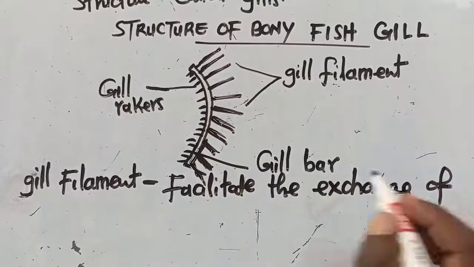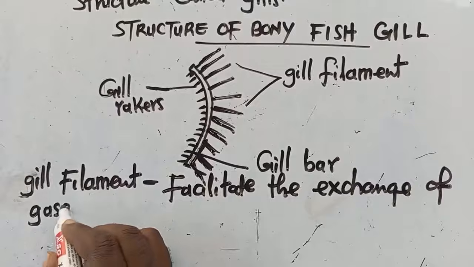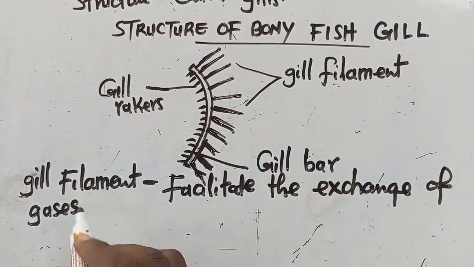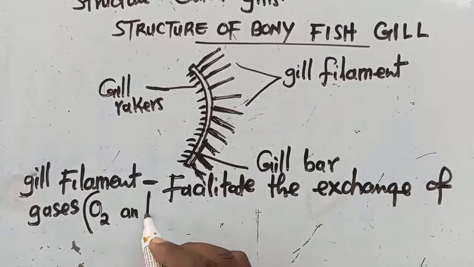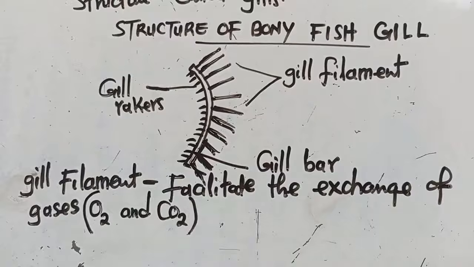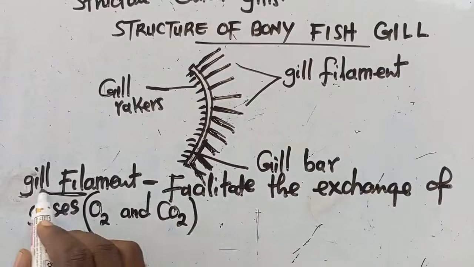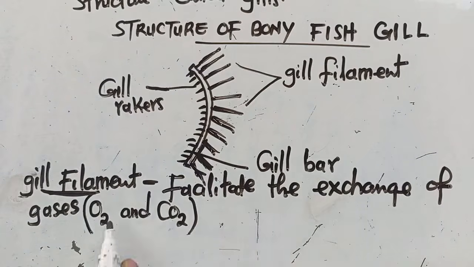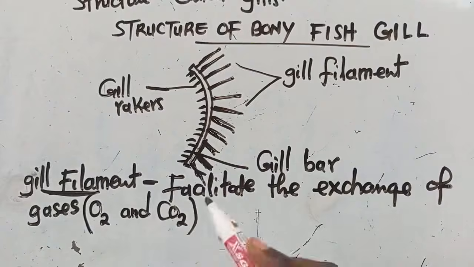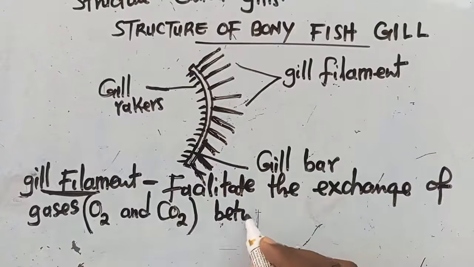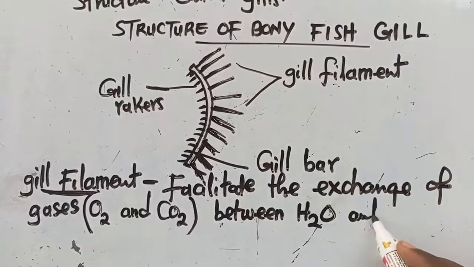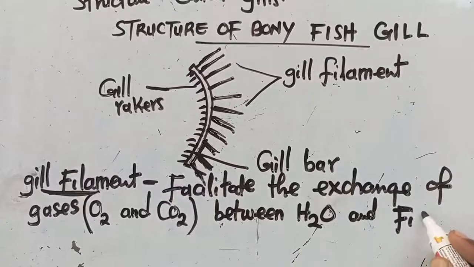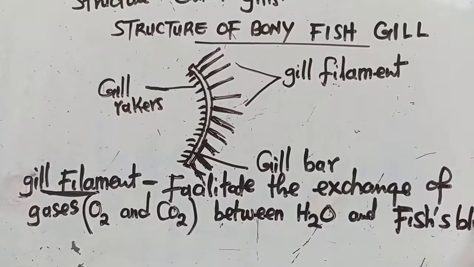It facilitates the exchange of gases. The gases that we are talking about are oxygen and carbon dioxide, facilitated by the gill filament, between the water and the fish blood.